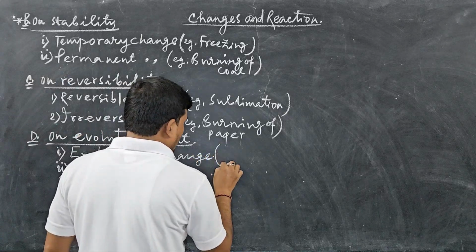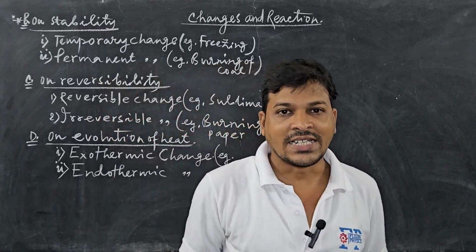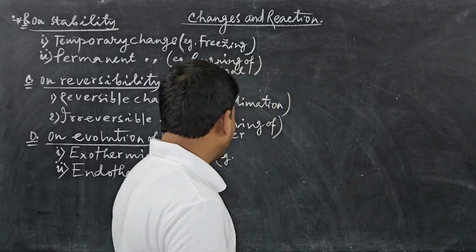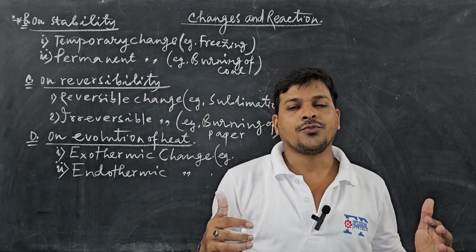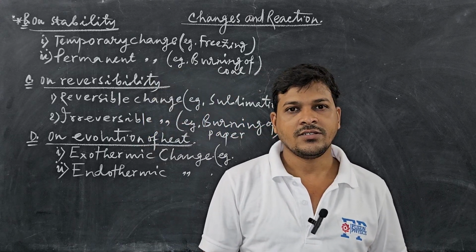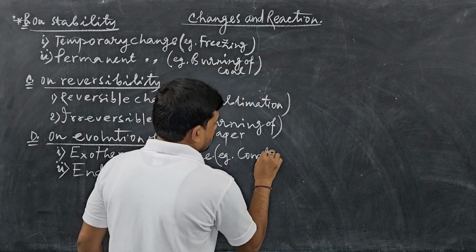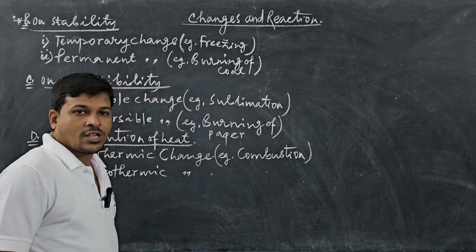One example of an exothermic change, where energy is released, is very simple: the digestion of food, where energy is released. Another is the combustion of a substance. Combustion is a very simple example of an exothermic change.